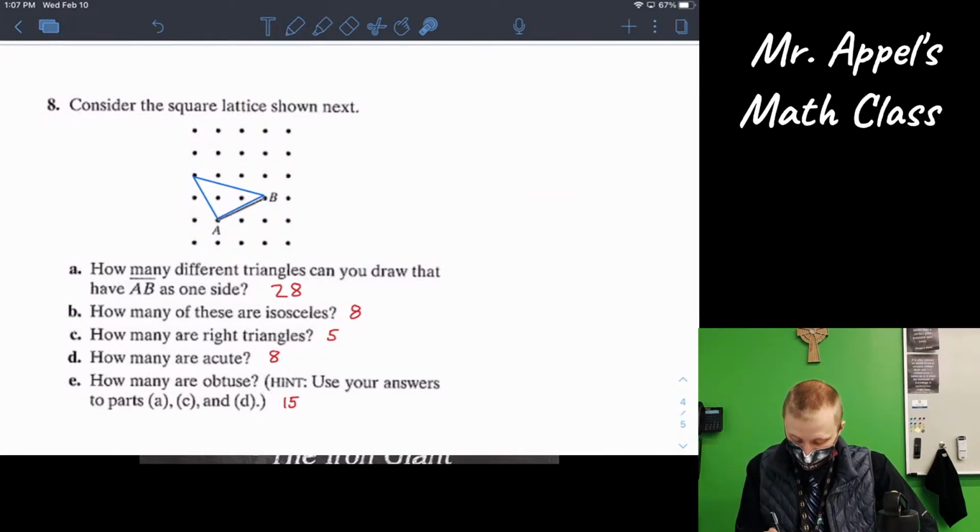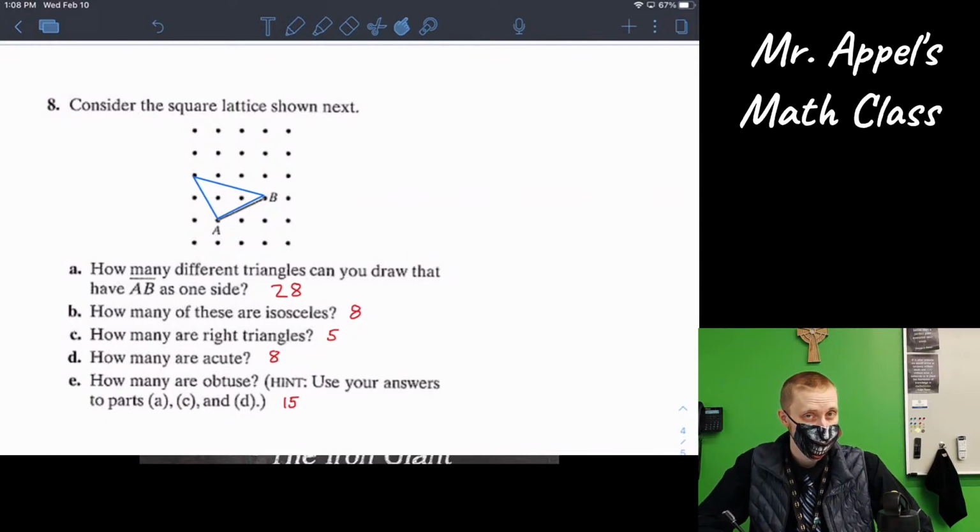And same thing: counting up which ones are isosceles, right, acute, and subtract to find obtuse. Any questions on level 2?